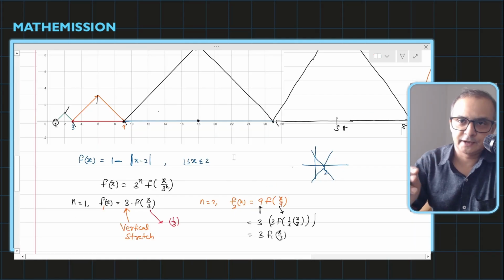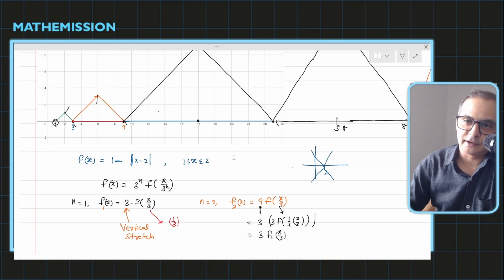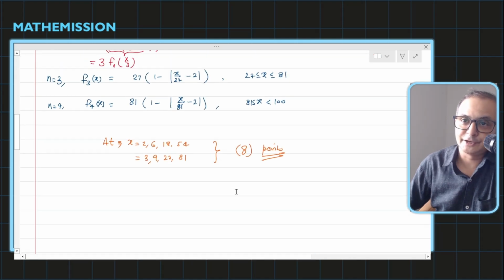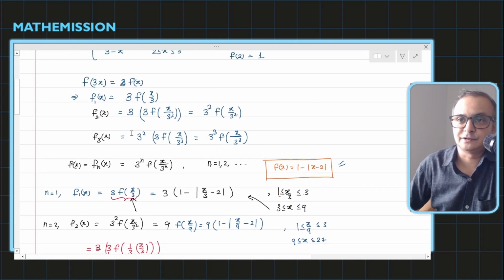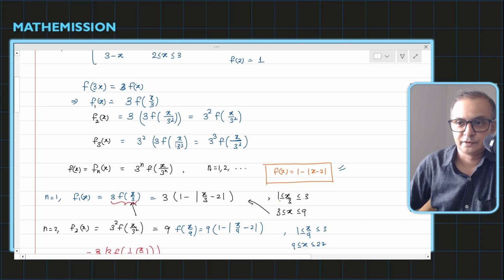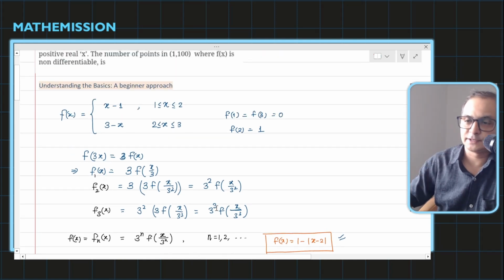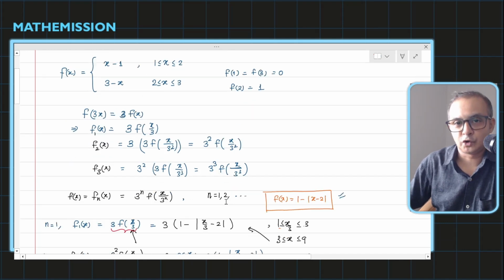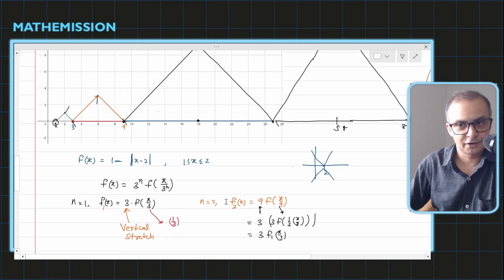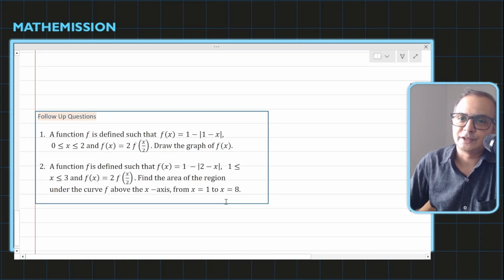So this is the way we can think of this recursion relation of a function graphically, without turning everything into a piecewise function in different intervals. But as a good student, you should practice both of the methods. So let me give you some follow-up questions as your homework. So that is the question.